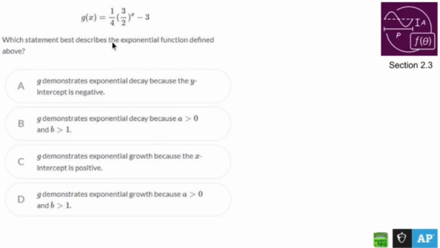Which statement best describes the exponential function defined above? All right, so we have something in the form a times b to the x minus 3. I don't have to write this out. Now, this is a calculator problem, but I don't think I need a calculator unless I want to use one at the very end to double check my work.